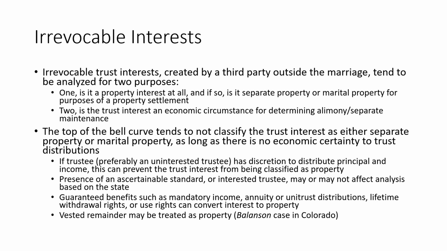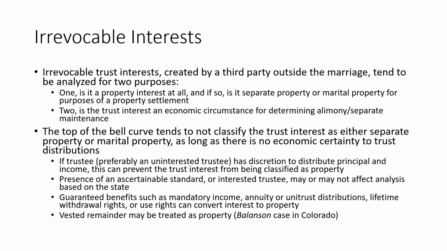Now, what's unclear based on the state is whether the presence of an ascertainable standard would throw a wrench in that and cause the trust interest to rise to the level of property. I can only speak to Colorado and say that in Colorado, the ascertainable standard doesn't affect that analysis. So even if it's a discretionary trust with respect to HEMS, it still would not be a property interest. Similarly, depending on the state, an interested trustee, i.e. a beneficiary as trustee, may affect that analysis as well.